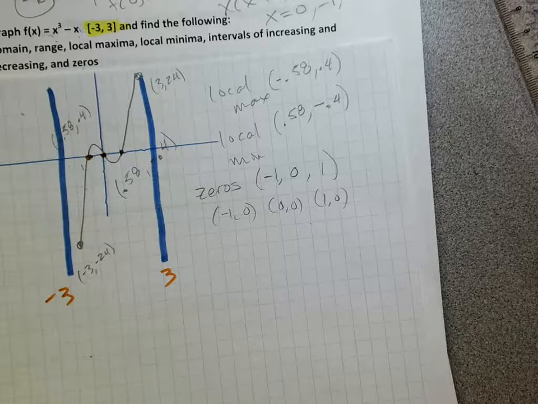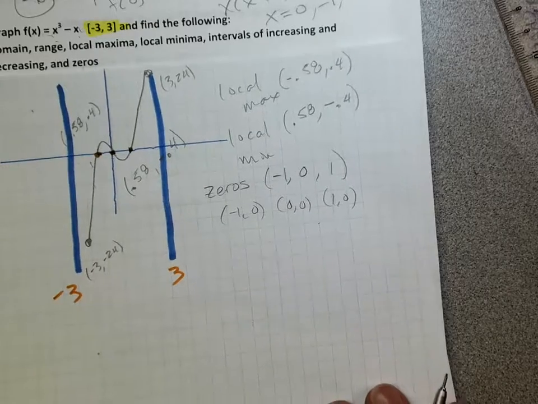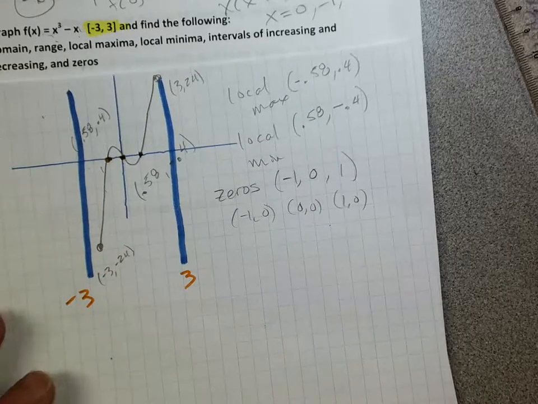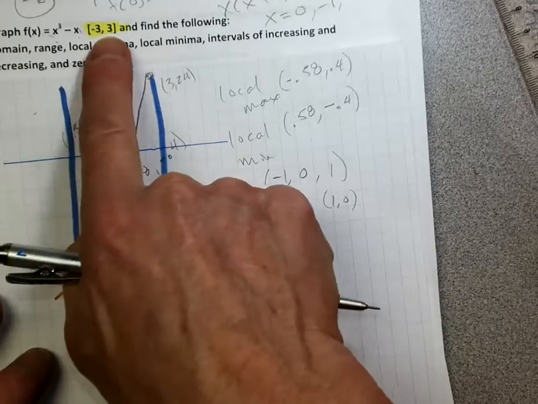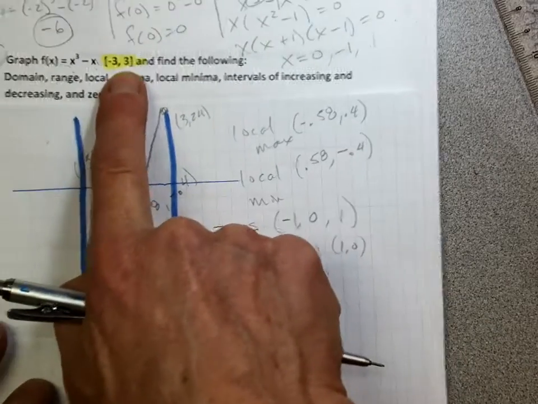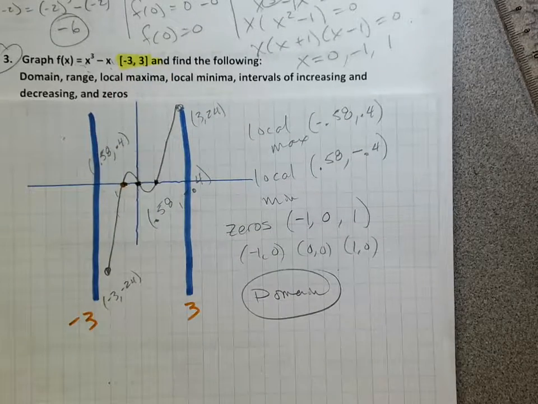Because I'm lazy. I'm not really lazy. I'd just rather be smart, right? Let's use the easiest way. Okay, now that's going to help me with domain and range. Now domain, you cannot miss domain. Everybody listening? That is your domain, because we're only looking at it between negative 3 and 3. Does that make sense? That's our domain.